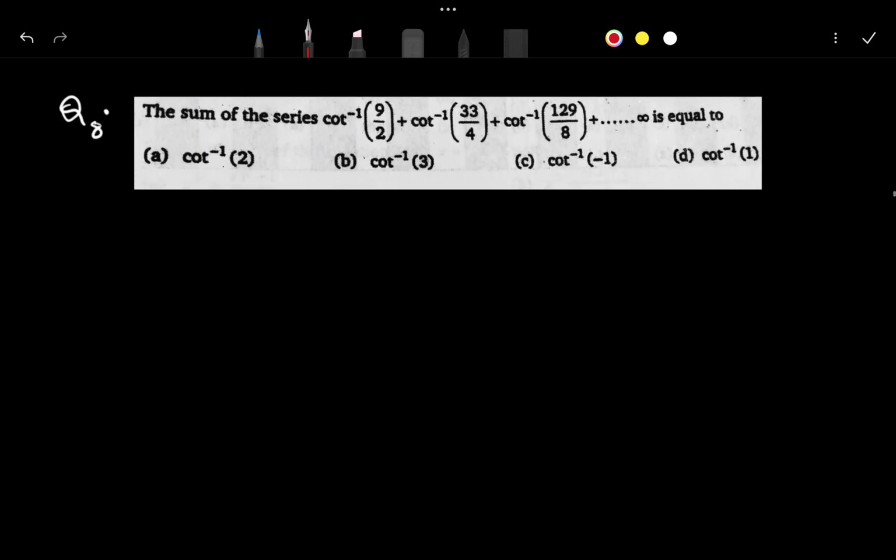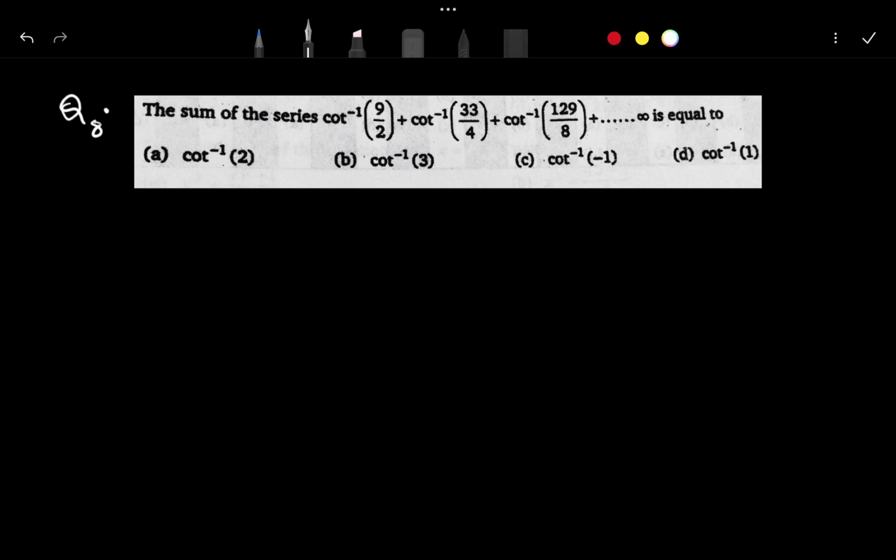So here you see, this is the next question. Question number 8. The sum of the series cot inverse of 9 by 2 plus cot inverse of 33 by 4 plus cot inverse of 129 by 8 plus and so on to infinity will be equal to what value? So first of all, you convert this in terms of tan. You know cot inverse of x, you can write as tan inverse of 1 by x.